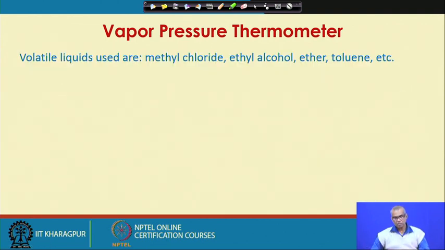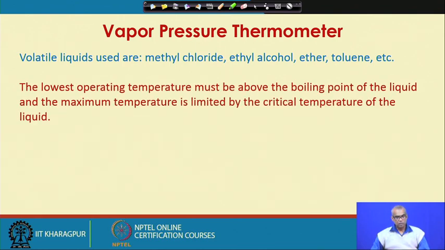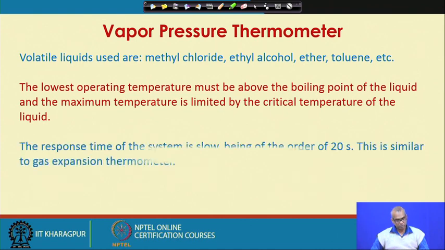Volatile liquids used are methyl chloride, ethyl alcohol, ether, toluene, etc. The lowest operating temperature must be above the boiling point of the liquid and the maximum temperature is limited by the critical temperature of the liquid. So, the lowest operating temperature must be above the boiling point of the liquid, otherwise there will not be any vapor liquid interface in the bulb, and the maximum temperature is limited by the critical temperature of the liquid.